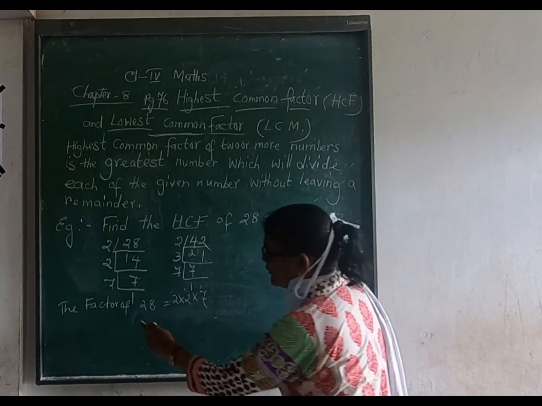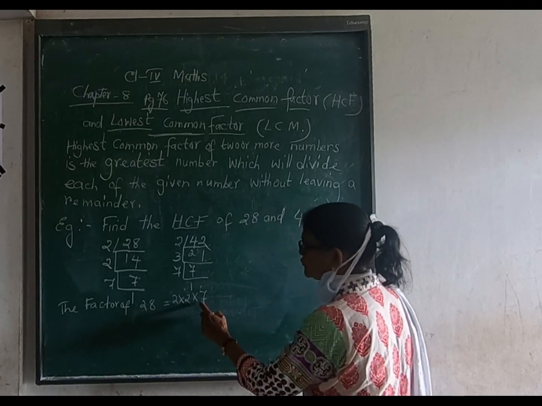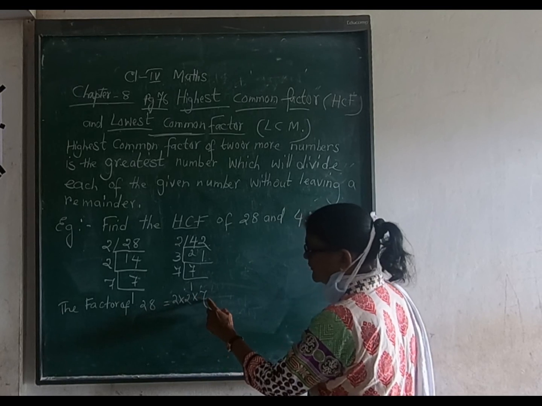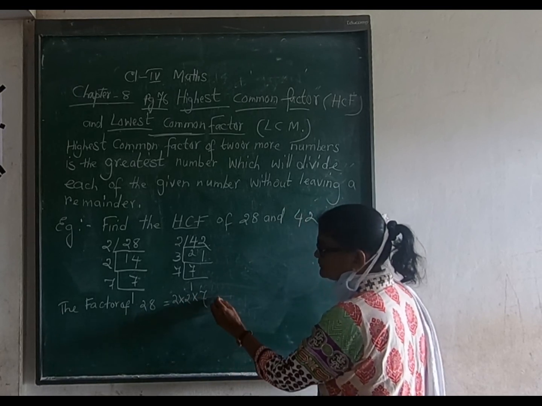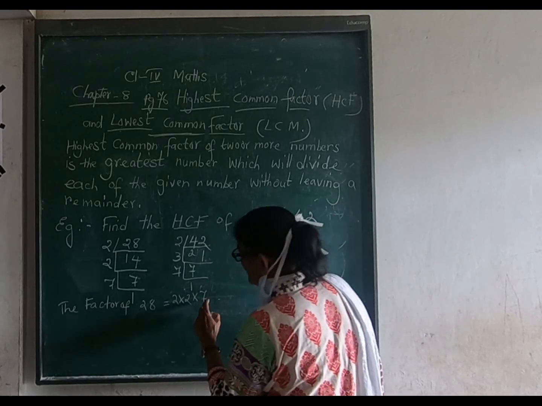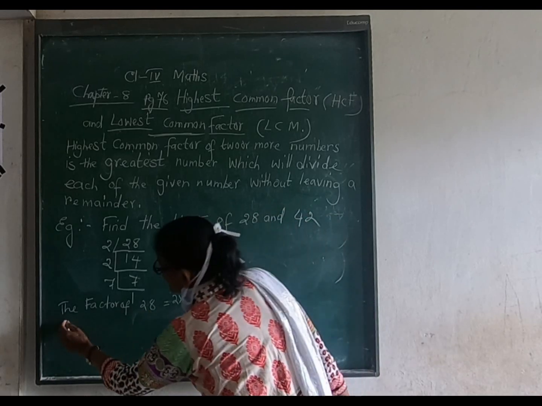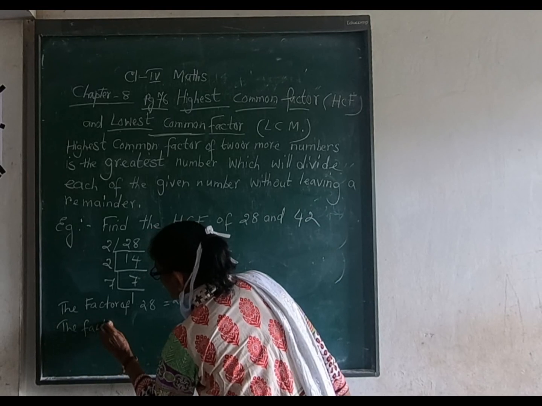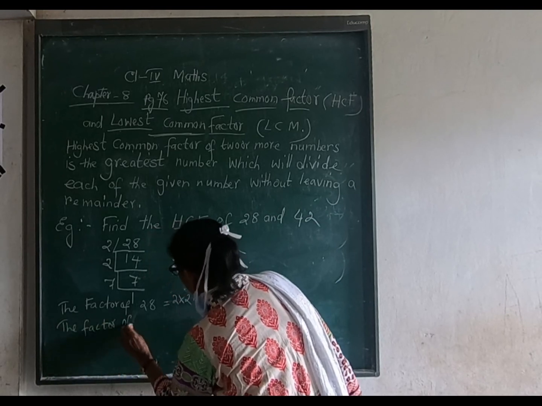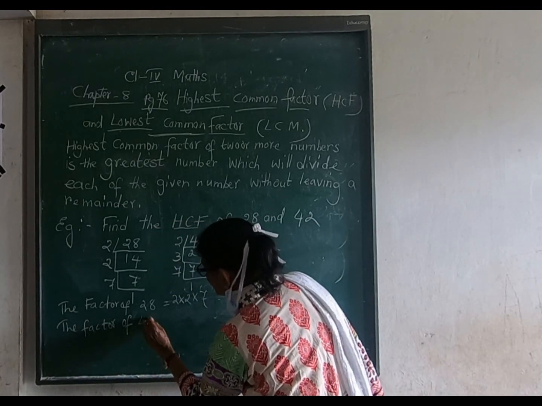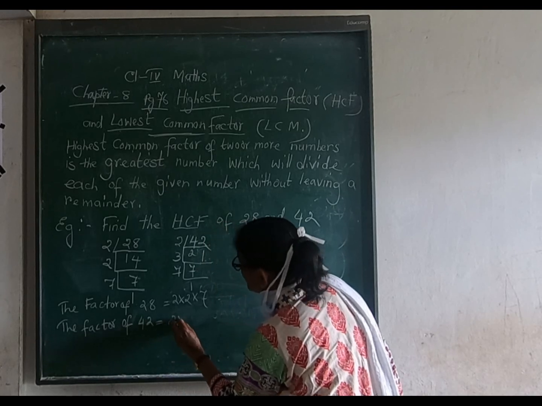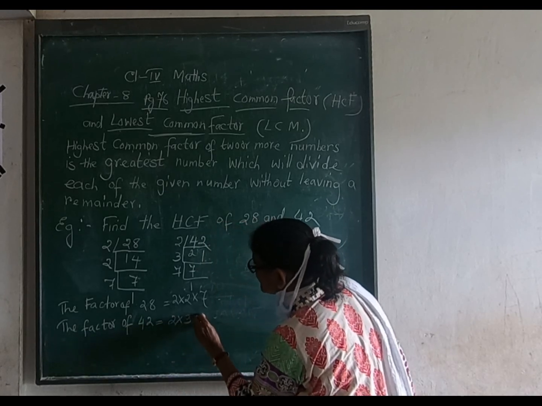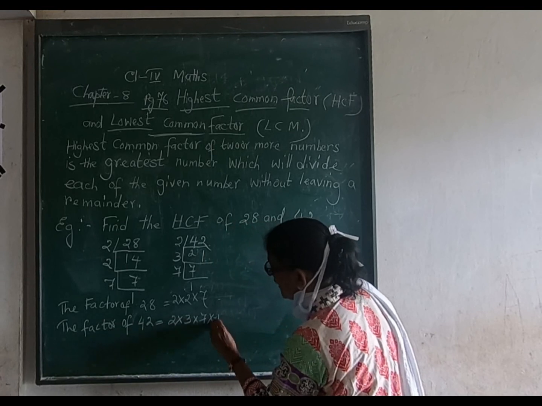So the factors of 28 are 2 into 2 into 7. So this is the factor of 28. The factors of 42 are 2 into 3 into 7 into 1.